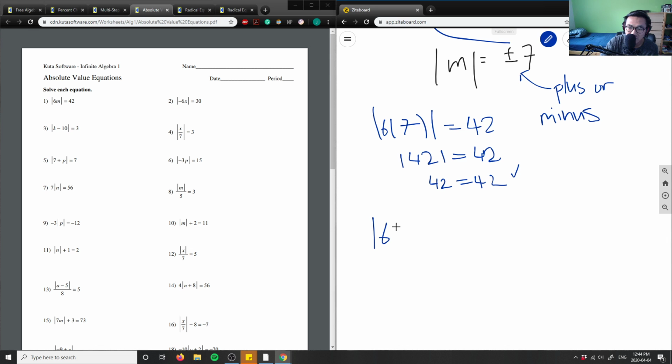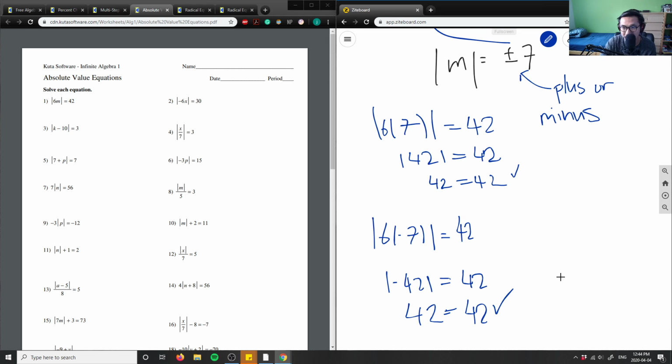So the absolute value bar of 6 times -7 equals 42. I have 6 times -7, in this case positive times negative, I have -42, right? So the absolute value of -42 equals 42. But remember, these absolute value bars get rid of the negative for me. So I'm just left with 42 on this side, which equals 42. So this is also a valid answer, which means my answer, absolute value bar of m, has to equal plus or minus 7. And that's going to be my answer for this one.